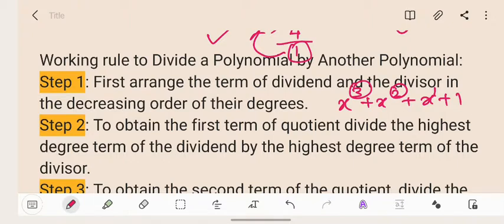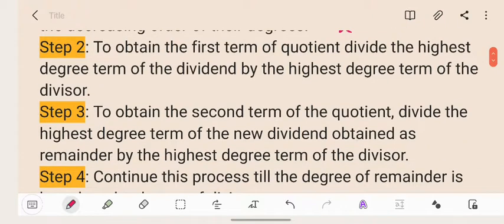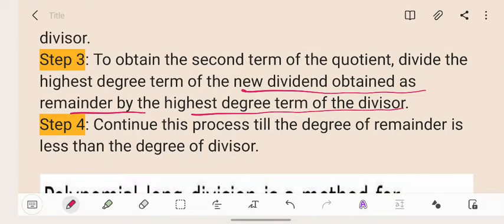To obtain the first term of the quotient, divide the highest degree term of the dividend by the highest degree term of the divisor. When we see the example, you will understand these steps. To obtain the second term of the quotient, divide the highest degree term of the new dividend obtained as the remainder by the highest degree term of the divisor. And the last one is step 4, that is, continue this process till the degree of the remainder is less than the degree of the divisor.